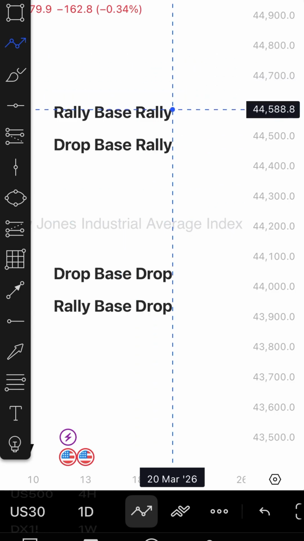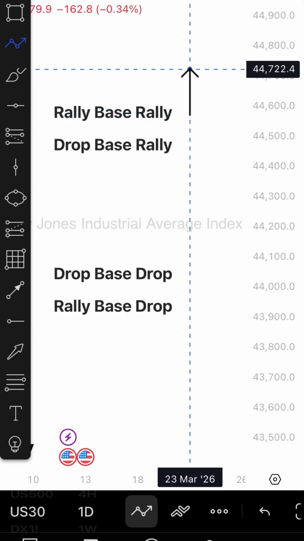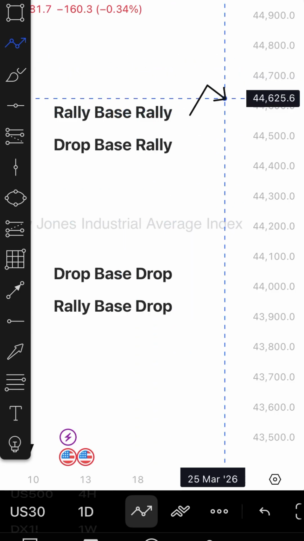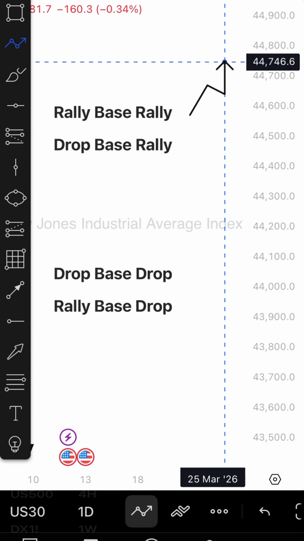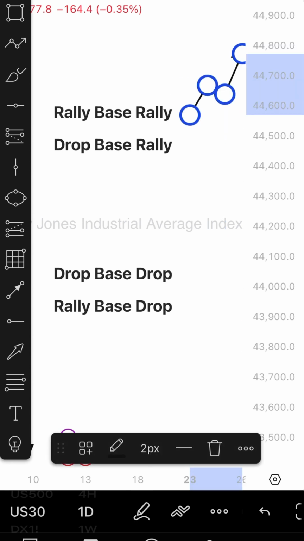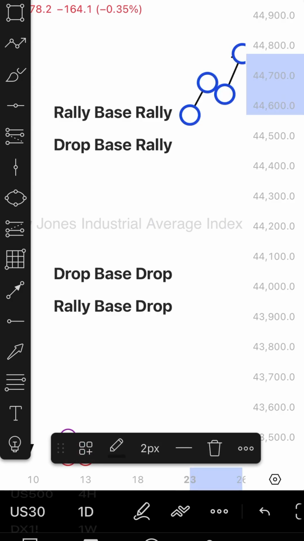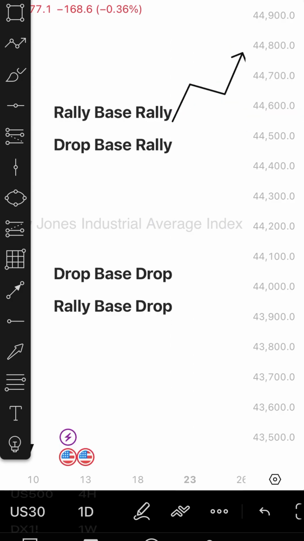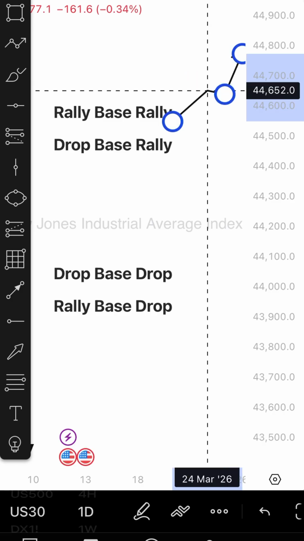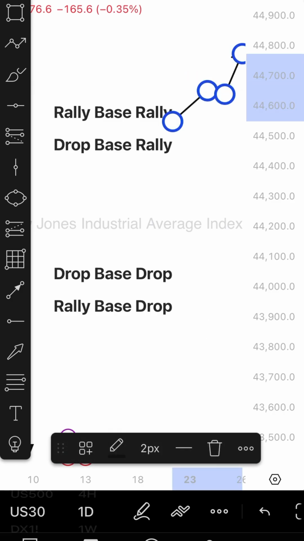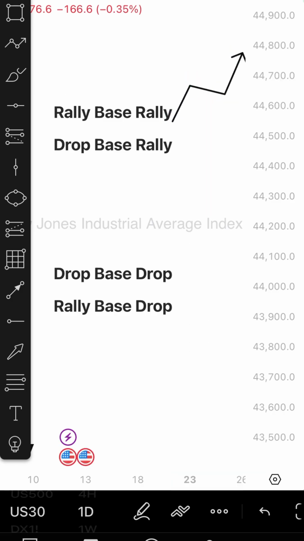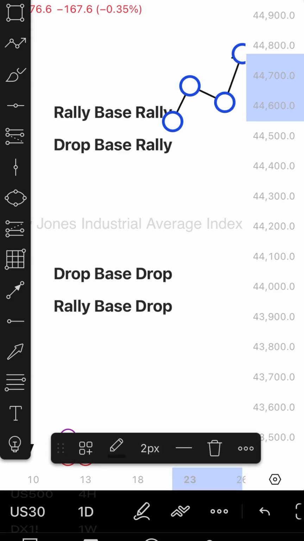Now a rally base rally is usually made up of the market rallying, then having a period where it paused, then it continued its rally. That's why it's usually a continuation type of entry. So a rally base rally usually looks something like this: a rally, then a period of rest, which is what makes up the base. And the base is usually made up of indecisive candles, which we'll cover in the practical session.